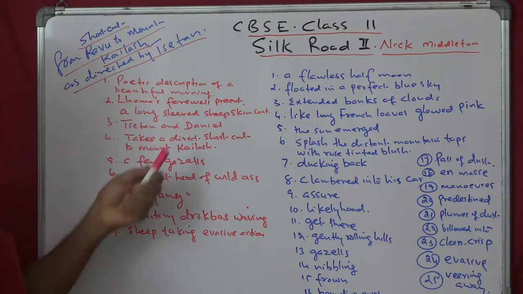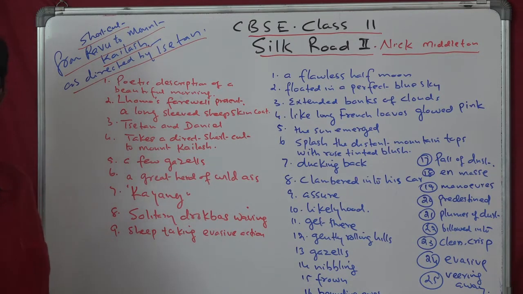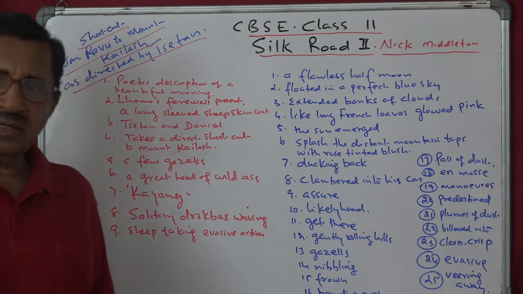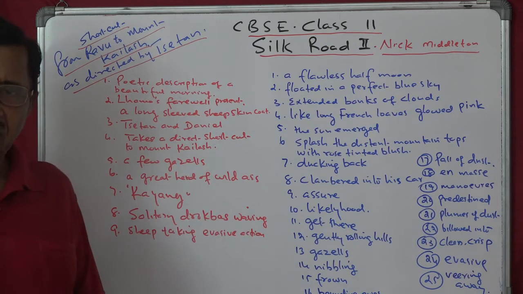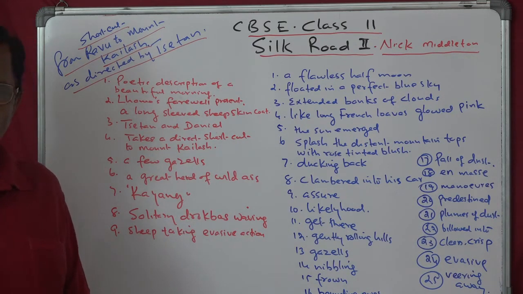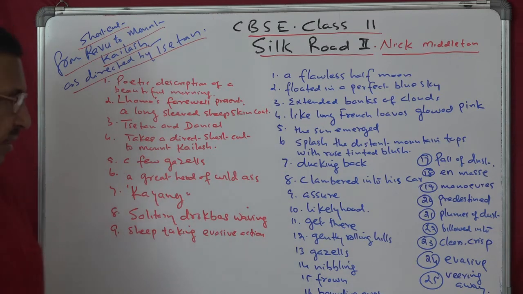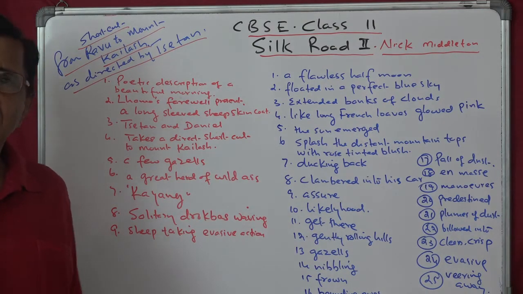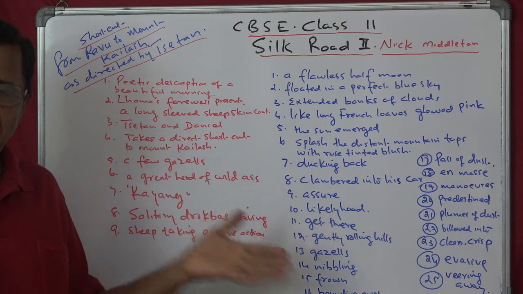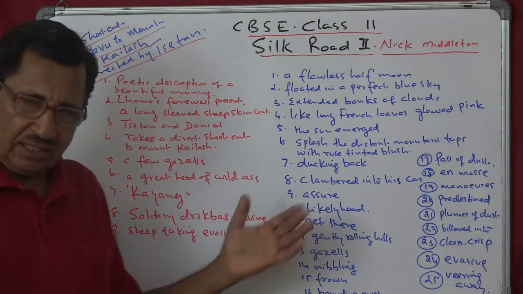So you can have examples. Who were his companions? Satan and Daniel. And then who gave him the present, warm clothing as a present? Lama gave him warm clothing. And what was that? It was a long-sleeved sheepskin coat. And afterwards you find who directed Nick Middleton to take the shortcut? Satan, because he knew the place very well. He was a Buddhist.